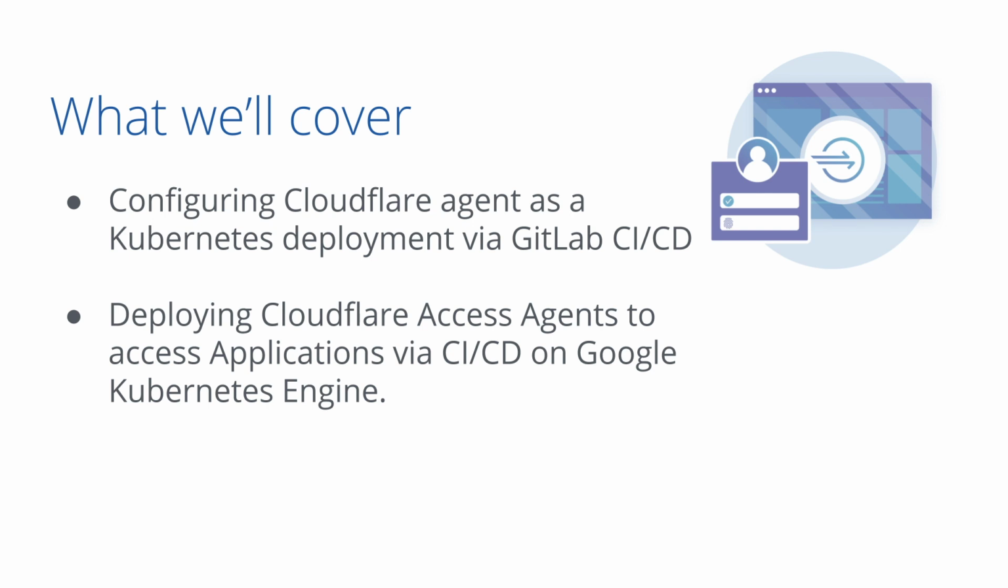So what we'll cover today in the demo is the actual configuration of the Cloudflare agent as a Kubernetes deployment, i.e. a Kubernetes microservice via GitLab CI/CD. The first half is going to talk about the configuration and setup. The second half is going to be deploying the Cloudflare Access agent to access those applications that it's going to be front-ending. In this case, we will be deploying to GKE, but the service itself that we will be protecting with Cloudflare Access is going to be a private ingress controller that only has a cluster IP.